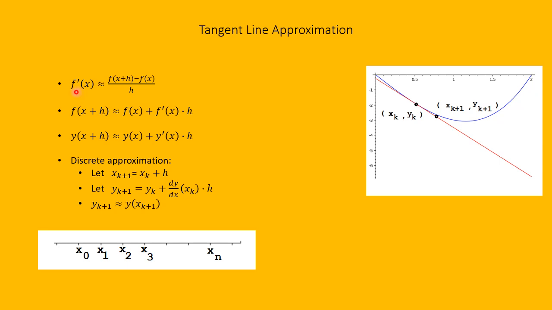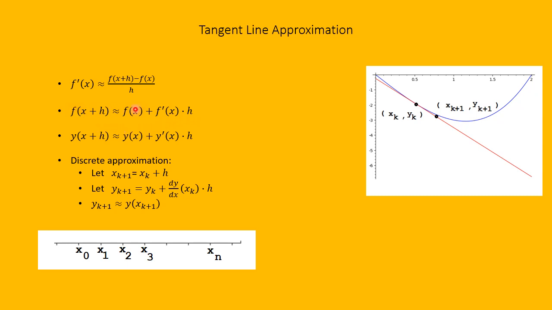So let's start with the approximation to the first derivative. If h is a small number, then f prime of x, the derivative of f at x, is approximately equal to f of x plus h minus f of x over h. For differentiable functions, this approximation gets better as h gets smaller. If we rearrange the terms in this, we can get, by just a little bit of algebra, f of x plus h is approximately equal to f of x plus f prime of x times h.